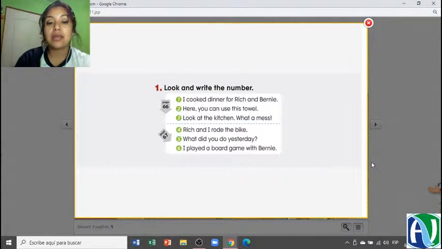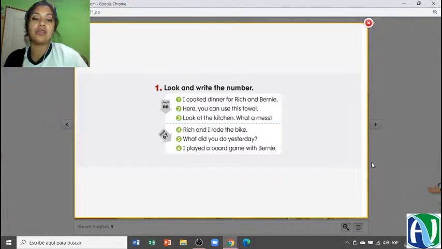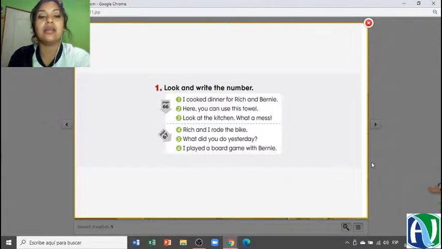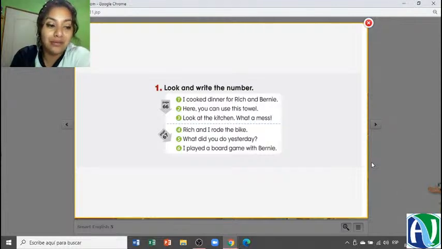Number one says, I cooked dinner for Rich and Bernie. Yo hice la cena para Rich y Bernie. Here you can use this towel. Aquí puedes utilizar esta toalla. Look at the kitchen. What a mess. Mira la cocina. Qué desorden. Rich and I rode the bike. Rich y yo condujimos nuestras bicicletas. What did you do yesterday? ¿Qué hiciste ayer? I played a board game with Bernie. Jugué un juego de mesa, ¿verdad?